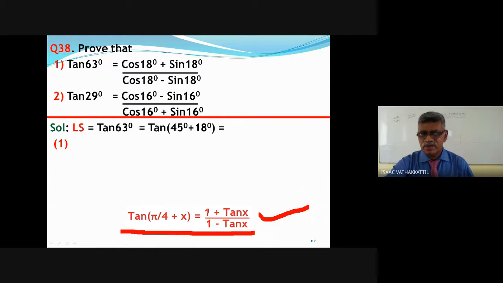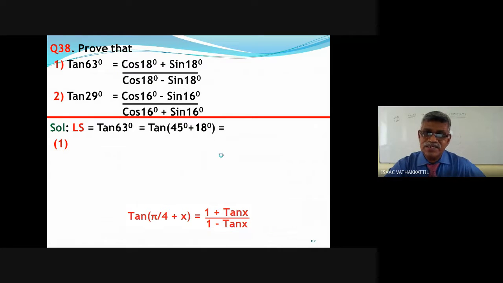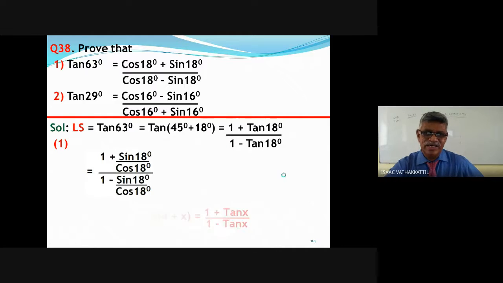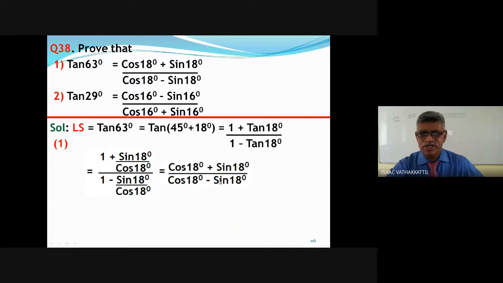Now applying tan 45 plus tan 18, you can directly write 1, since tan 45 is 1. That is 1 plus tan 18 upon 1 minus tan 18. And that's all. Tan 18 degrees you write as sine 18 by cos 18 degrees. Take an LCM, this becomes cos 18 degrees plus sine 18 degrees upon cos 18 degrees minus sine 18 degrees.